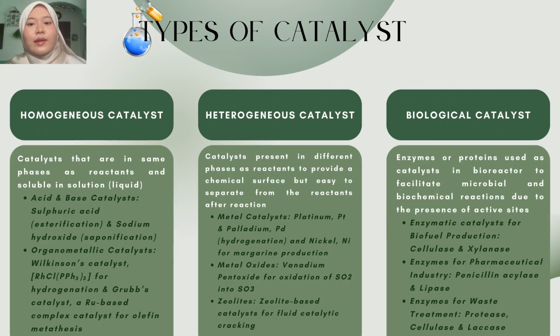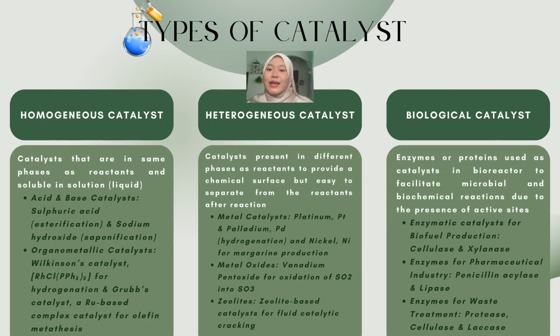Homogeneous catalysts are the catalysts that are in the same phase as the reactants and are soluble in the solution, which is commonly liquid. So the examples are acid and base catalysts like sulfuric acid, which is used for esterification, and also sodium hydroxide, which is used for saponification. We also have organometallic catalysts such as Wilkinson's catalyst for hydrogenation, and also the Grubbs catalyst, a ruthenium-based complex catalyst for olefin metathesis.